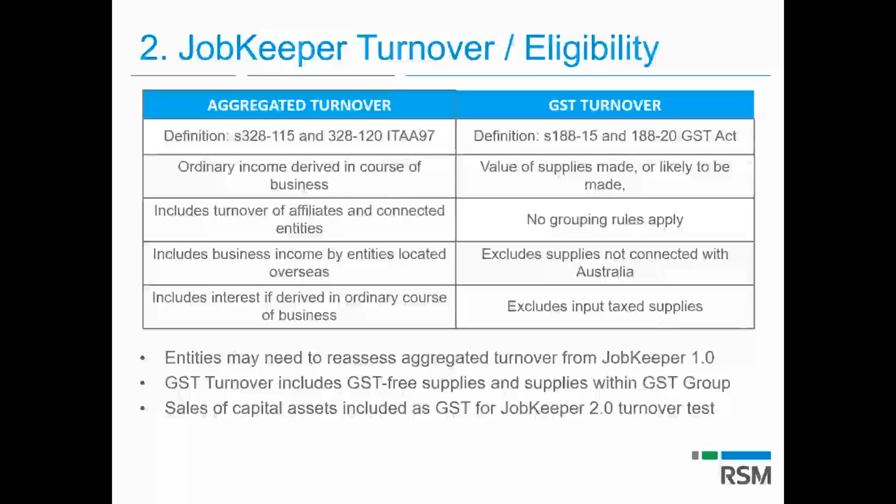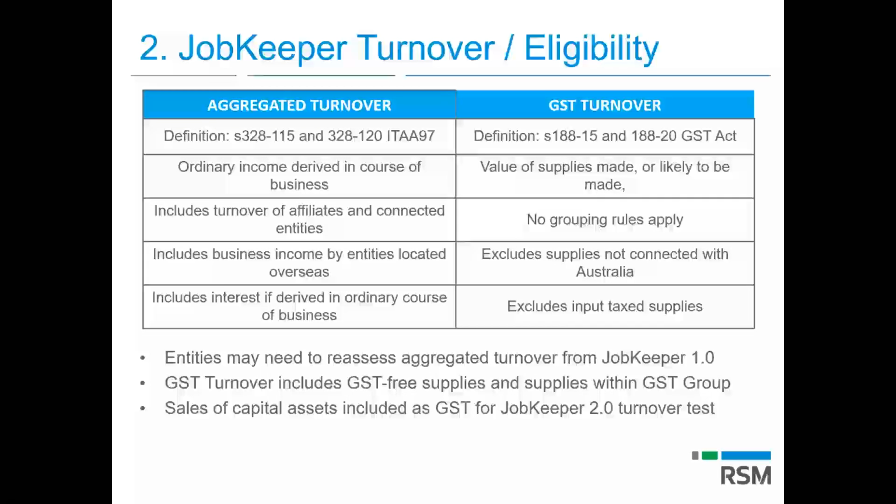The decline in turnover tests require an entity to look at turnover in two concepts. As you can see on this slide, there's aggregated turnover and there is GST turnover. Aggregated turnover is relevant to determining which threshold, and in the context of for-profit entities, that's the 30% or the 50% threshold applies. Obviously, for not-for-profits and ACNC registered entities, it's only the 15% threshold.